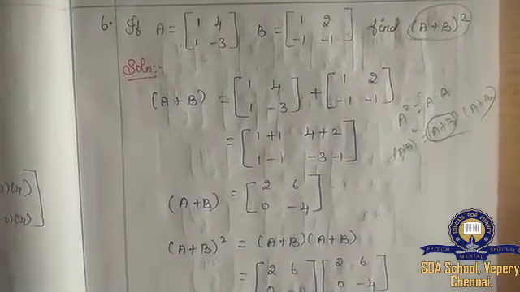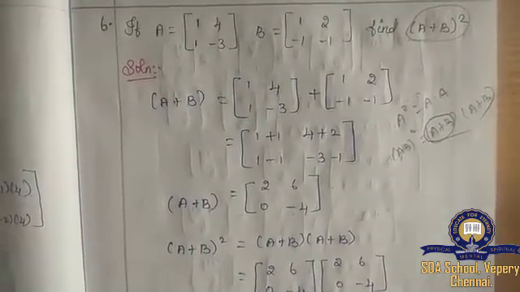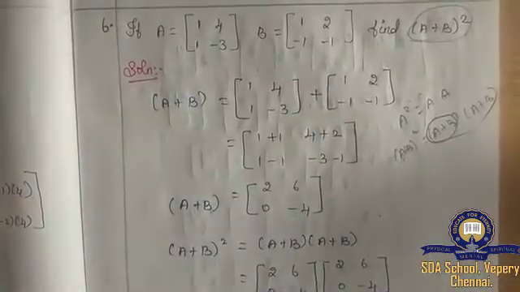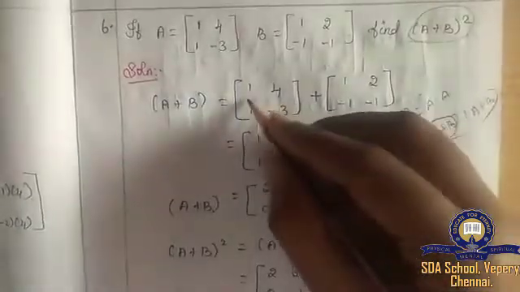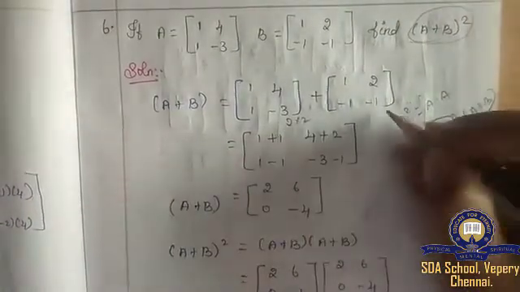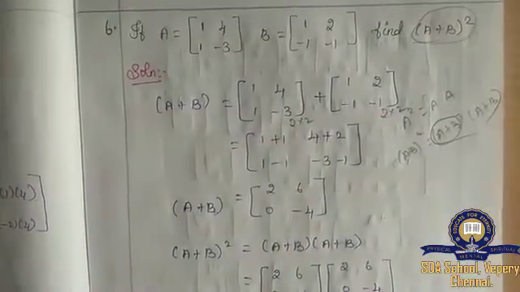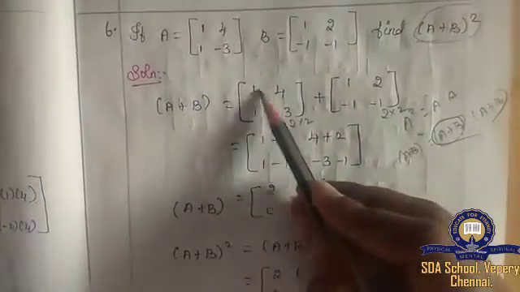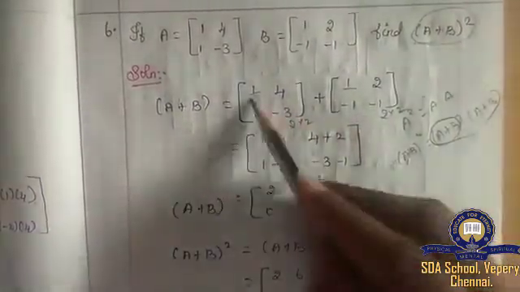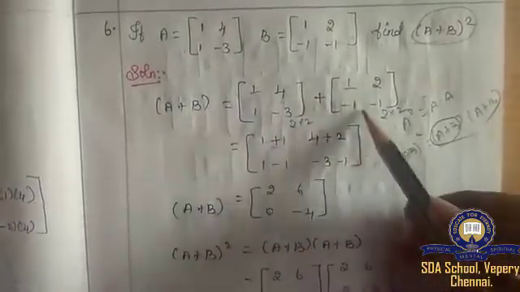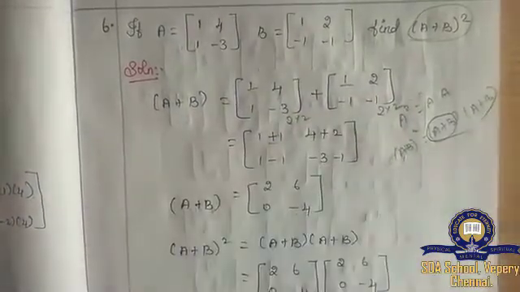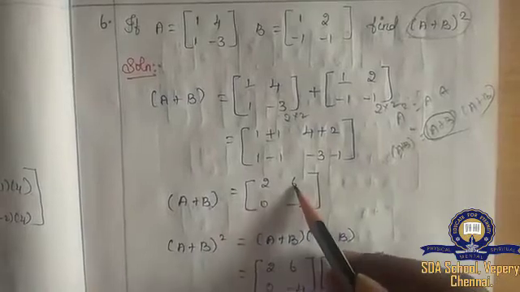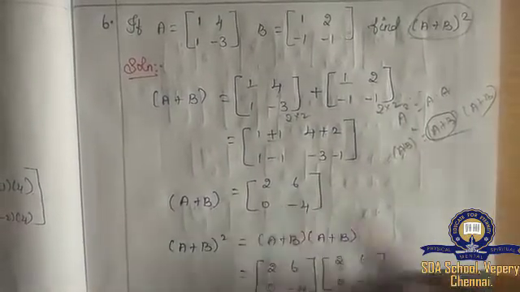So how to find the addition of matrices? Already in the first video I told you, matrix addition is possible only when the orders of the two matrices are equal. The order of this matrix is 2 by 2. This matrix is also 2 by 2. So we can say matrix addition is possible. Am I right? So here I am going to add the corresponding elements. So 1 plus 1, 4 plus 2, 1 minus 1 and minus 3 minus 1. Answer will be 2, 6, 0 and minus 4.